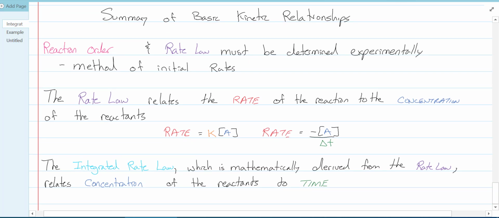So if we talk about the summary of basic kinetic relationships, the reaction order, which is the exponent in the rate law, and the rate law must be determined experimentally. We can't just look at a reaction and say, oh, it's second order. It doesn't work that way. It's always determined through experiment.